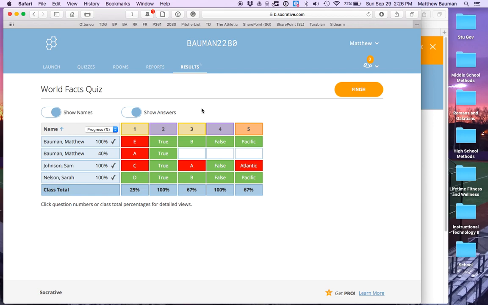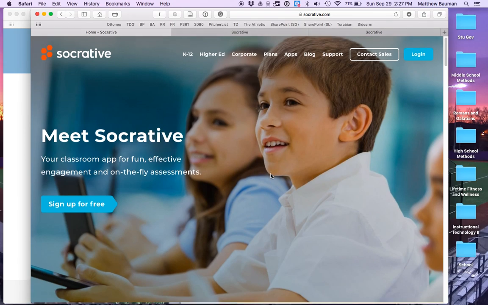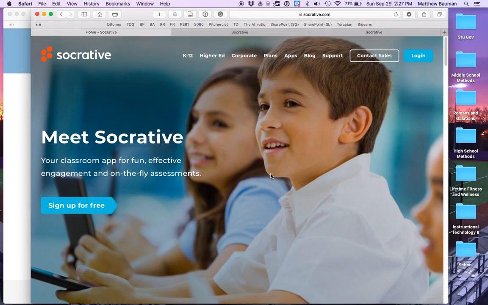Socrative is an excellent tool to check for student understanding and gives the teacher quick and easy access to know how well the students and the class in general are doing. Overall, I would recommend Socrative for a lot of different uses in a classroom, but especially to make sure that the students are understanding material and you can get that feedback quickly and clearly in a very short amount of time.